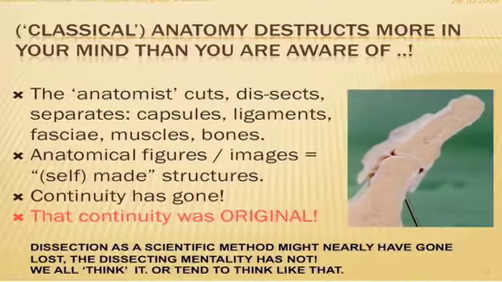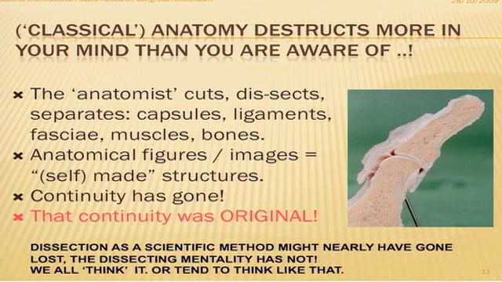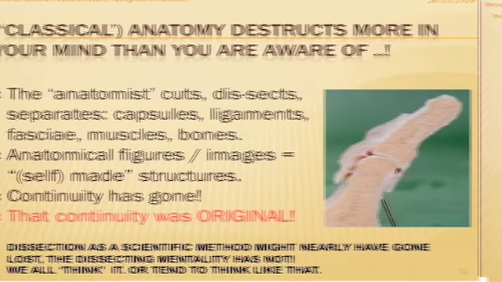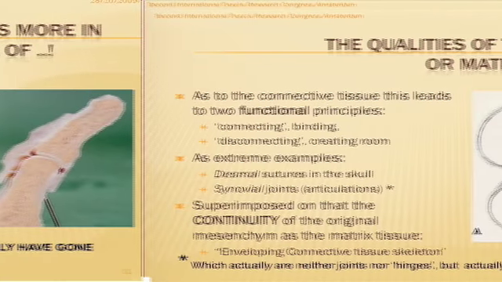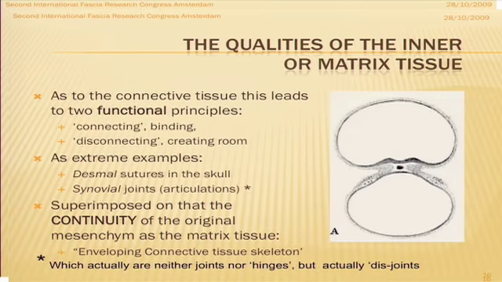From his perspective as an anatomist, you cut, you dissect, you separate capsules, ligaments, and muscles. But the continuity that was there in the original is gone. What you see in Netter does not exist. Netter's slides are made to show you a principle, but that principle isn't there. You had to create it with a scalpel to get it. So let's continue. So the dissection then changes the way in which you think about things.